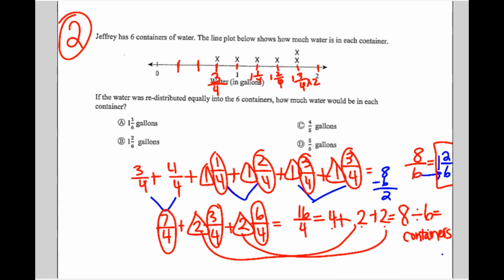And which answer does that look like? Looks like our B. So this is our answer here. So this one was a little better. It was a lot of adding. I didn't do too much multiplying, but we did do dividing at the end. So we added everything up. We chunked it together. We found easier ways to get an answer by adding and then converting things into whole numbers. And then once we got our final answer of 8, we divided that answer by 6 containers, and we got our final answer of 1 and 2/6 gallons. Let's go to our last example.